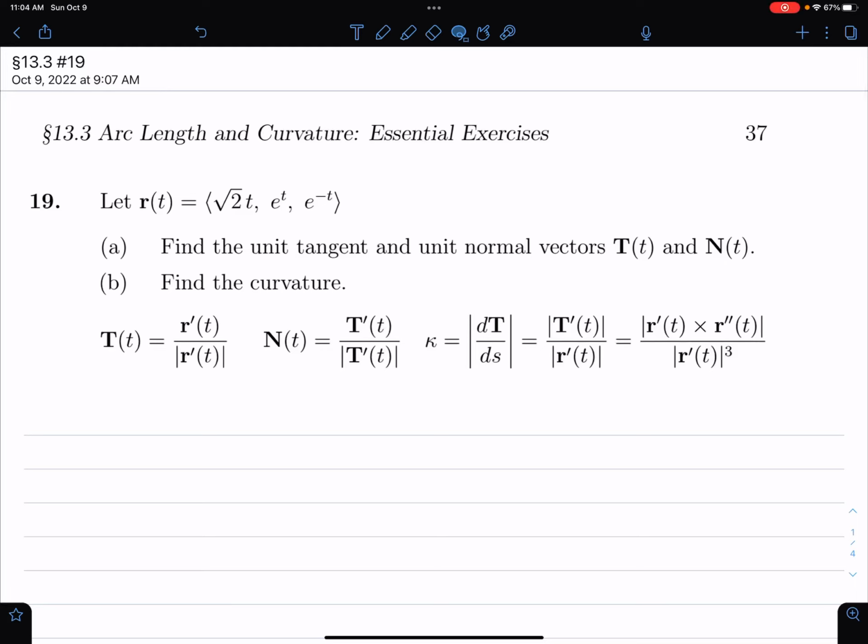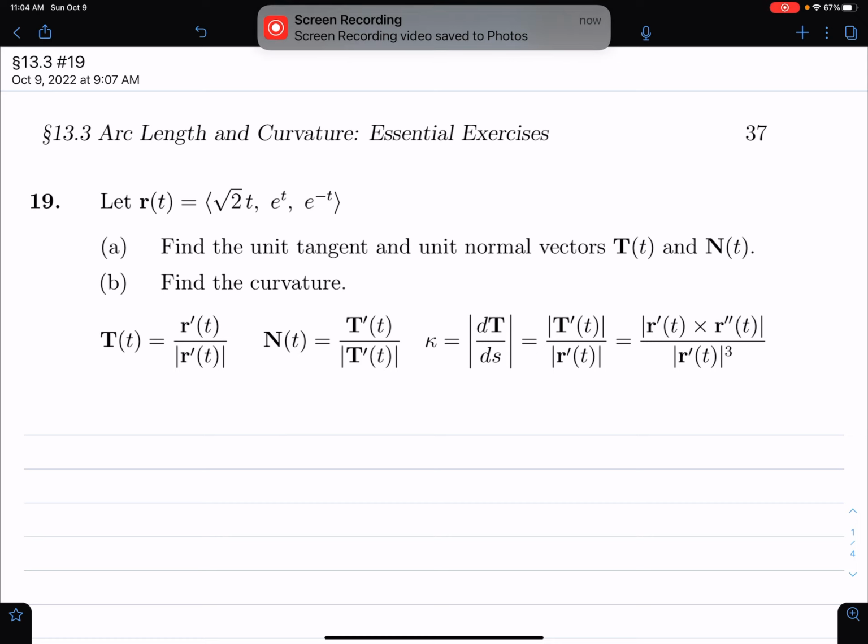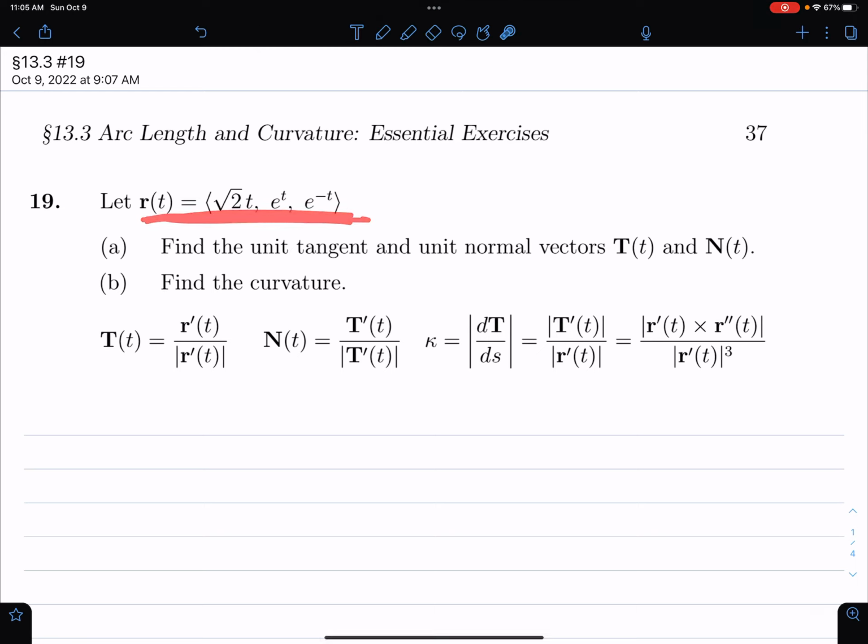Hi everyone, let's go ahead and jump into this problem. It's a multivariable calculus problem where we have a vector valued function that represents a curve in 3 dimensions. I have a video where we find the length of the curve from t equals 0 to t equals 1, and then I sketch the curve roughly. But here, let's go ahead and find the unit tangent and unit normal vectors.